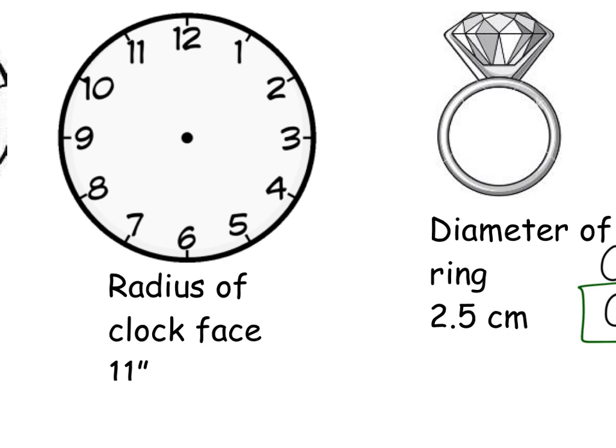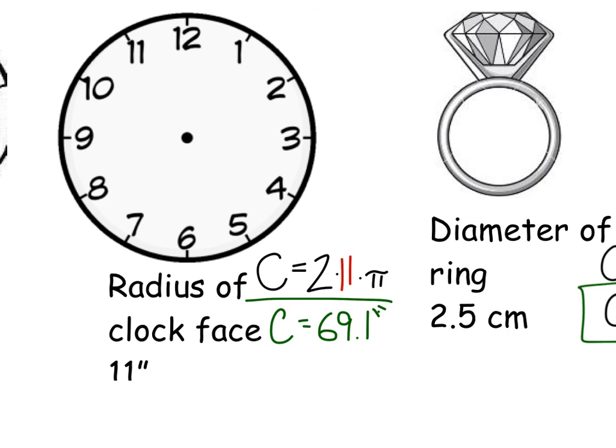All right, on this one we want the circumference, and this one gave us the radius. So I'm going to use the radius equation for this one. The circumference is 2 times the radius times pi. On this one, we know the radius, so that would end up being 22 times pi, which is 69.11. Rounding this, 69.1 inches.